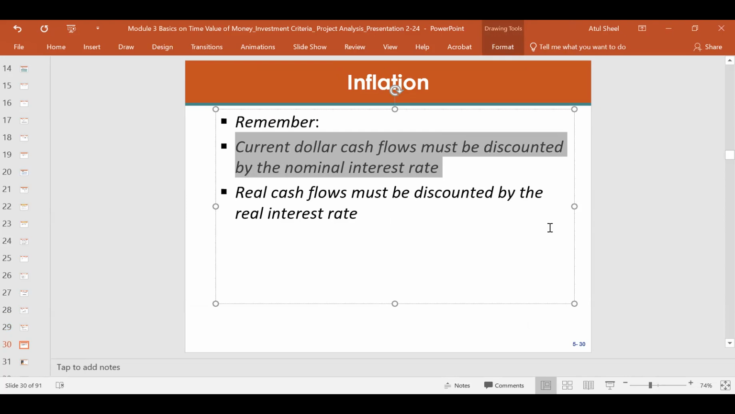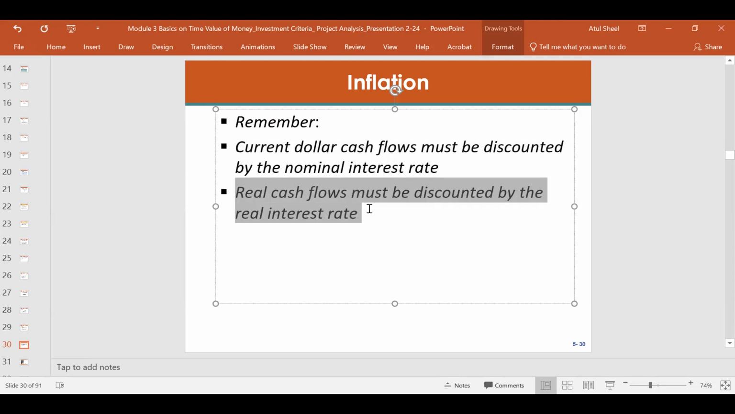So current dollar cash flows will always be discounted by the nominal interest rate, and usually the interest rate given is the nominal interest rate, unless it is specified that this is the real interest rate. But if it is real cash flows, that means inflation-adjusted cash flows, they must be discounted by the real interest rate.